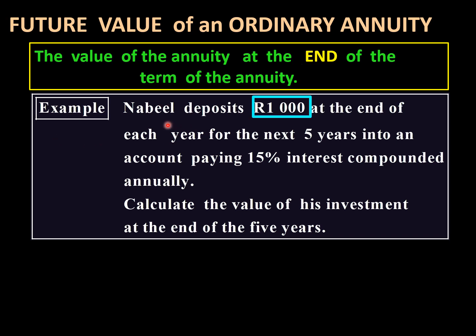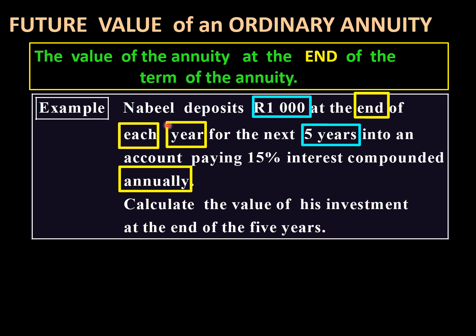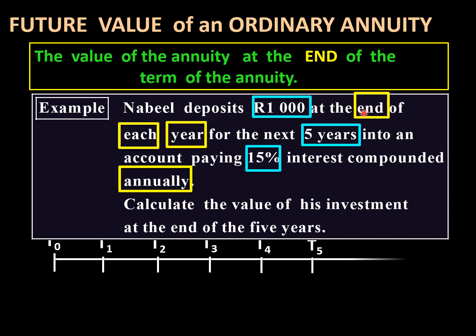Here we have 1,000 rand, which is deposited at the end of each year, and is done for the next 5 years, and it's done annually. You see, each year and annually they match, and then we have 15% interest compounded annually. Calculate the value of the investment at the end of 5 years.